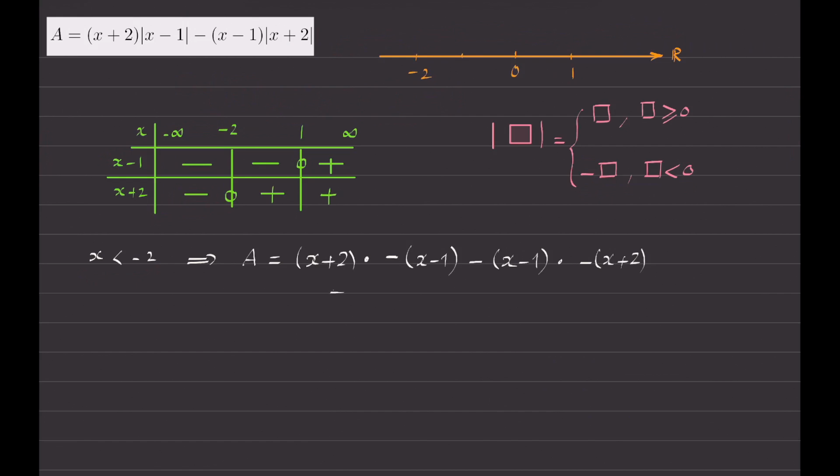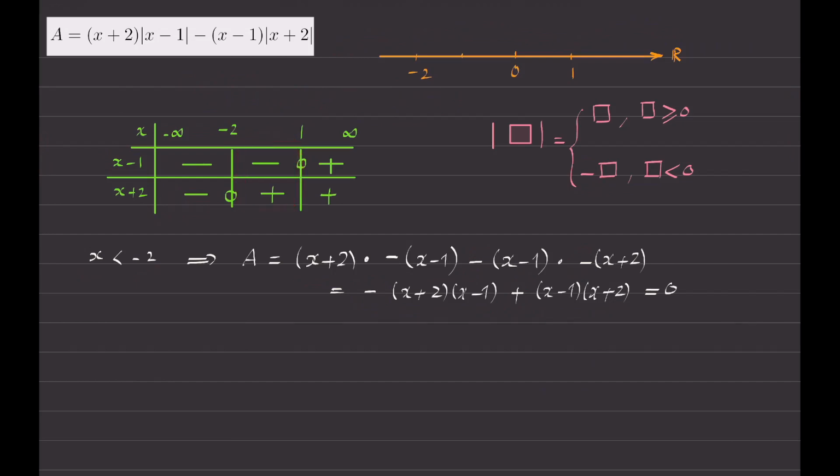So if I simplify this, I have this expression, which is minus x plus 2 times x minus 1, but for the second one I have a minus sign here, a minus sign here. When multiplied it becomes positive, and it becomes x minus 1 times x plus 2. And of course you immediately realize this expression and that expression are identical. The first one is negative, the second one is positive, so the sum of them becomes 0. Okay, now I have to consider what happens if x is between minus 2 and 1.